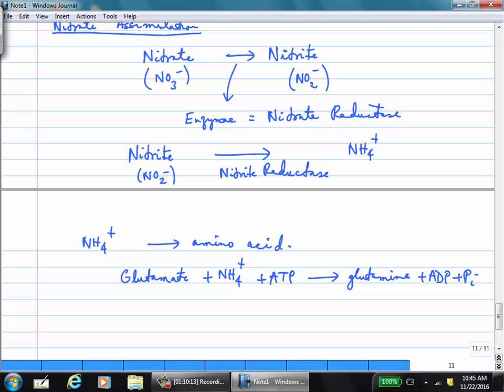You consume ATP, but from glutamate you can get glutamine. Glutamate is already an amino acid. It has an amino group and a carboxyl group. Then you add an amino group at a particular location, you get glutamine, another amino acid. And the enzyme that gets this reaction going is called glutamine synthase.